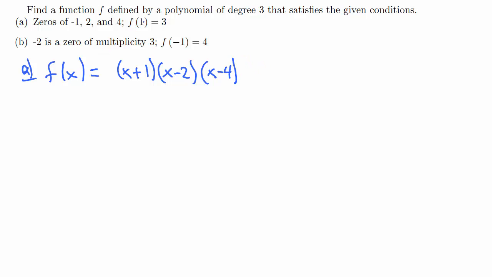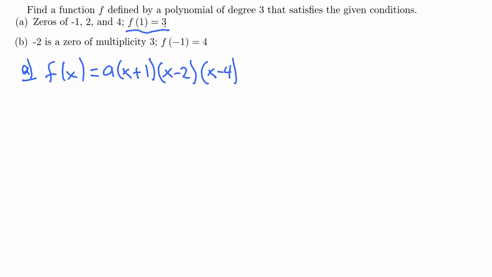Now the question becomes, why did we have f of 1 equals 3? Because there's one thing we haven't considered. There can be a leading coefficient here. So the f of 1 equals 3 is what allows us to find out what that leading coefficient is or might be. Now notice that the function at 1 equals 3.